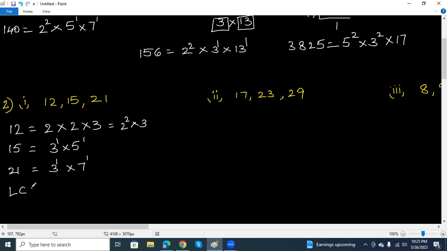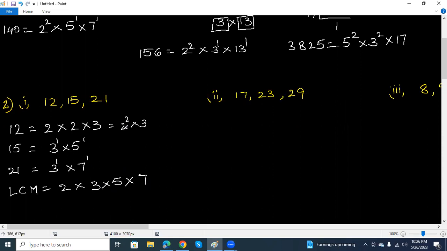Now, LCM. L means lowest, but here it is the opposite: we need to take the highest powers. Highest powers of what? All the factors. Whatever factors are present in 12, 15, 21, we need to take. Here 2 and 3 are there, I am writing 2 into 3. Here 3 and 5, but 3 is already mentioned, so you take 5. Here 3 and 7, 3 is mentioned, so you take 7. So all the factors in the 3 numbers I have written, but we need to mention them with the greatest powers.